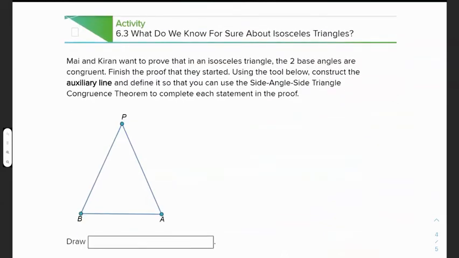Activity 6.3. We have these two kids. They're arguing over an isosceles triangle, and that's a definition, right? So I think that's the part in the learning goal, using definitions for proofs. So we do know, based upon the definition, that two base angles are congruent. So angle B and angle A have to be congruent. So that's a given. So given isosceles triangle ABP, I guess, would be the name for this triangle. So from that, we know that angle A is congruent to angle B.